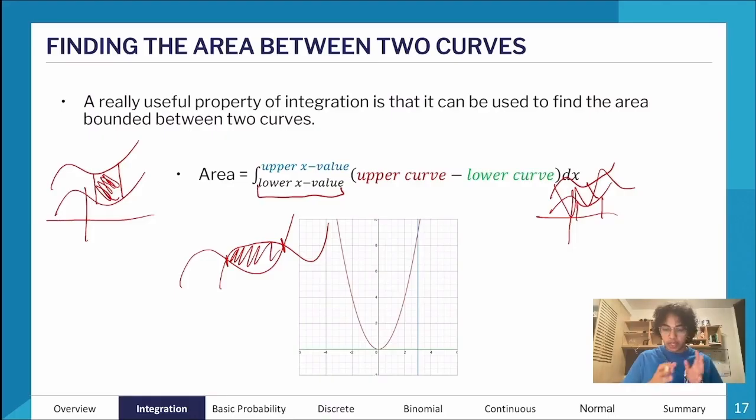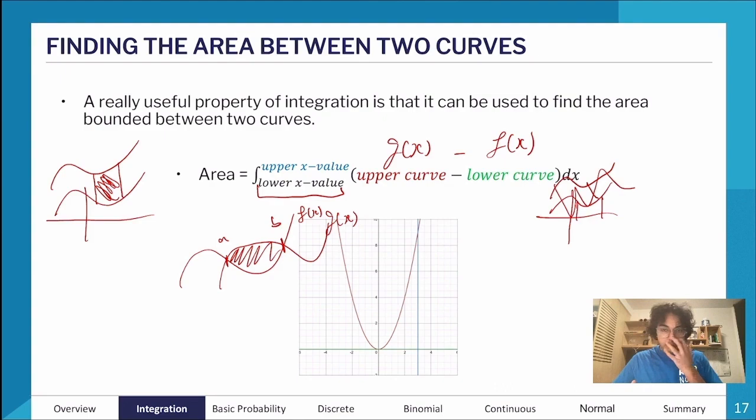Okay, so you want to work out what those lower and upper x values are, and then you want to determine in that region which function is the upper function and which one is the lower function. So in this case, I'm going to call this line g of x, and this line f of x. We can see that in the region from, let's say, a to b, g of x is above f of x.